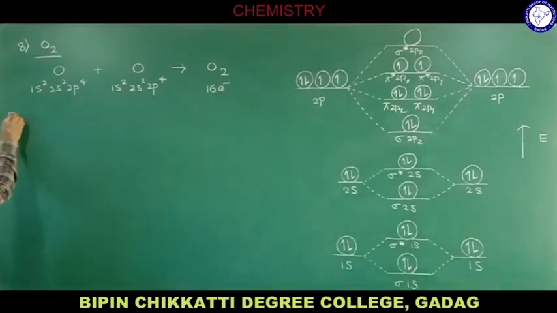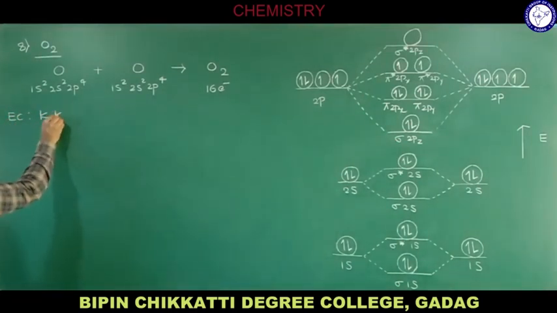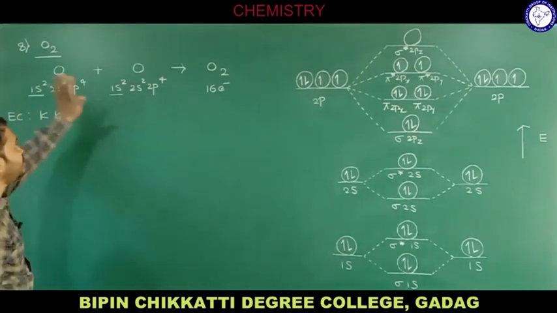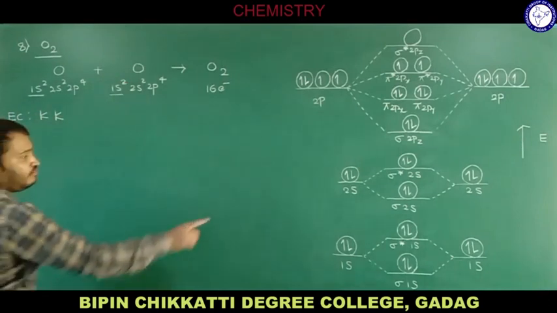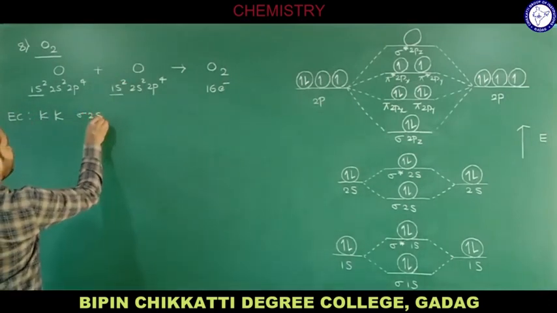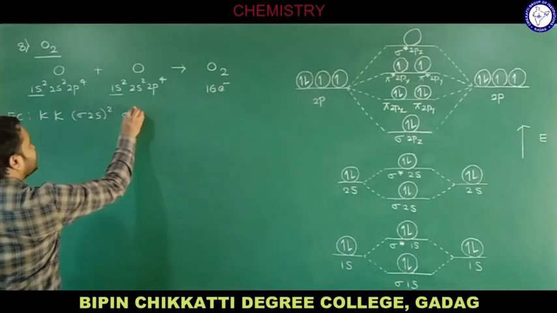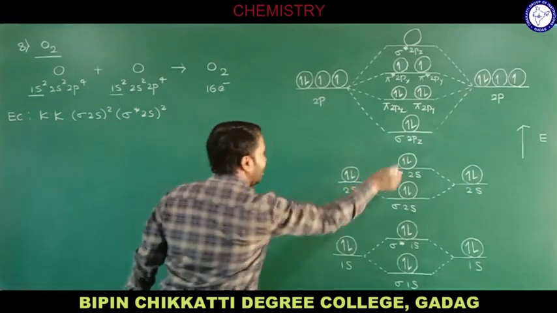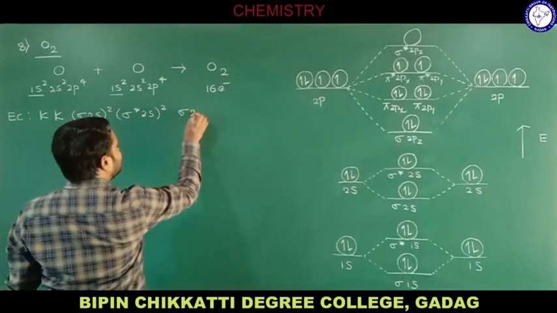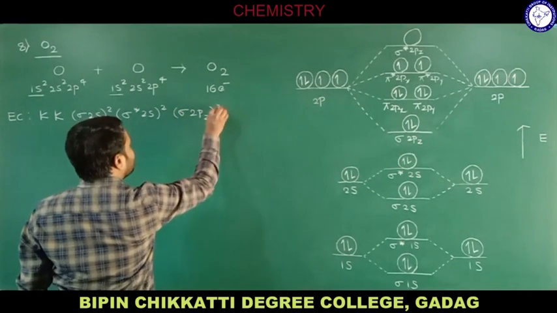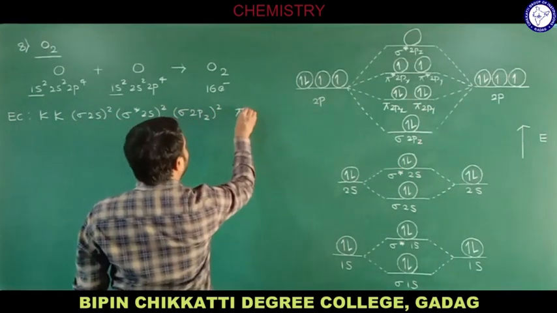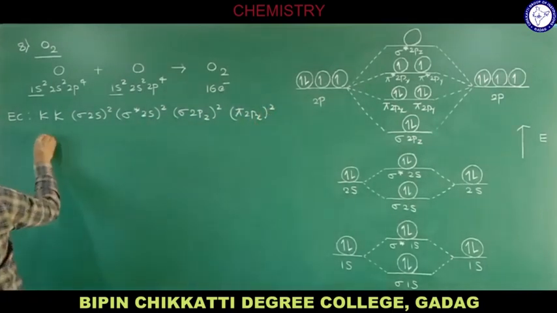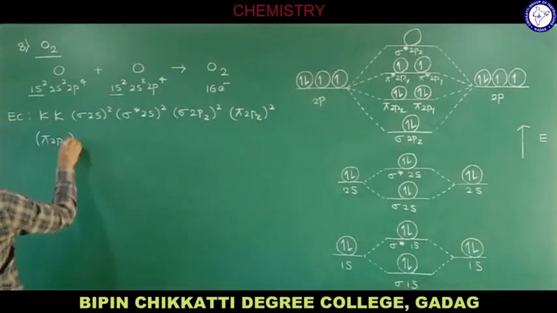So now I come to the electronic configuration. The K shell is completely filled, therefore K I write here, K shell of one oxygen, K shell of one more oxygen, K. Then we have sigma 2s, with 2 electrons, and sigma star 2s, in that case also 2 electrons. Now we have sigma 2pz, also with 2 electrons. Then we have pi 2px with 2 electrons, and I will continue here, pi 2py with 2 electrons.